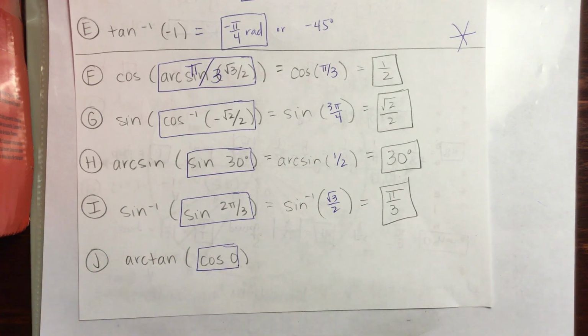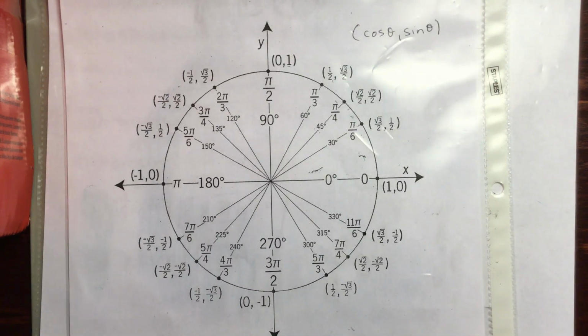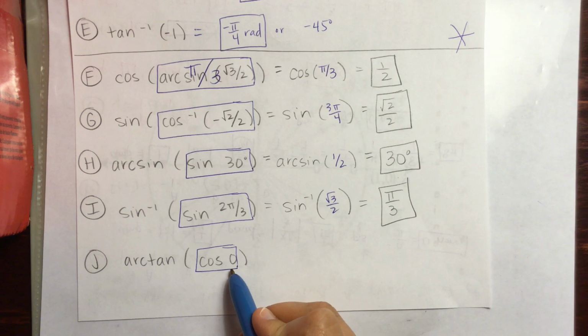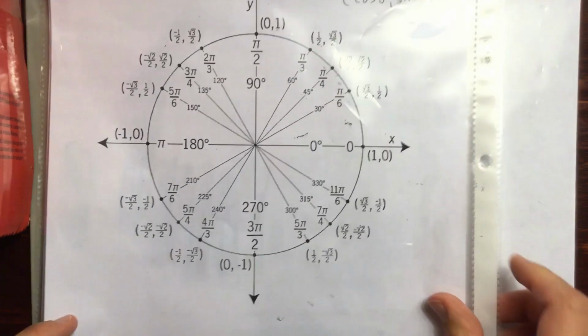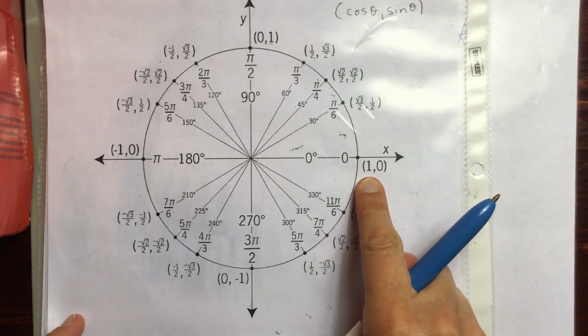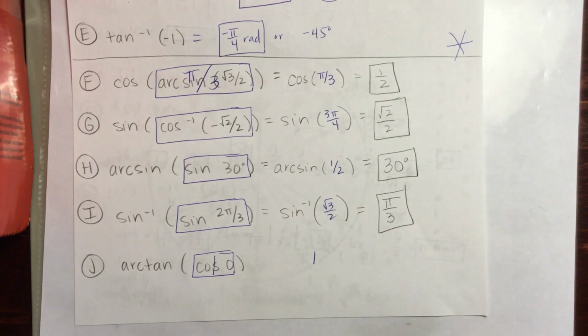So this is regular cosine. Look on your whole unit circle. Where is regular cosine equal to 0? I said that wrong. It's not equal to 0. This is 0 degrees or 0 radians. What is the regular cosine fraction at 0 degrees or 0 radians? So at 0, regular cosine fraction is 1. So all of this is 1.